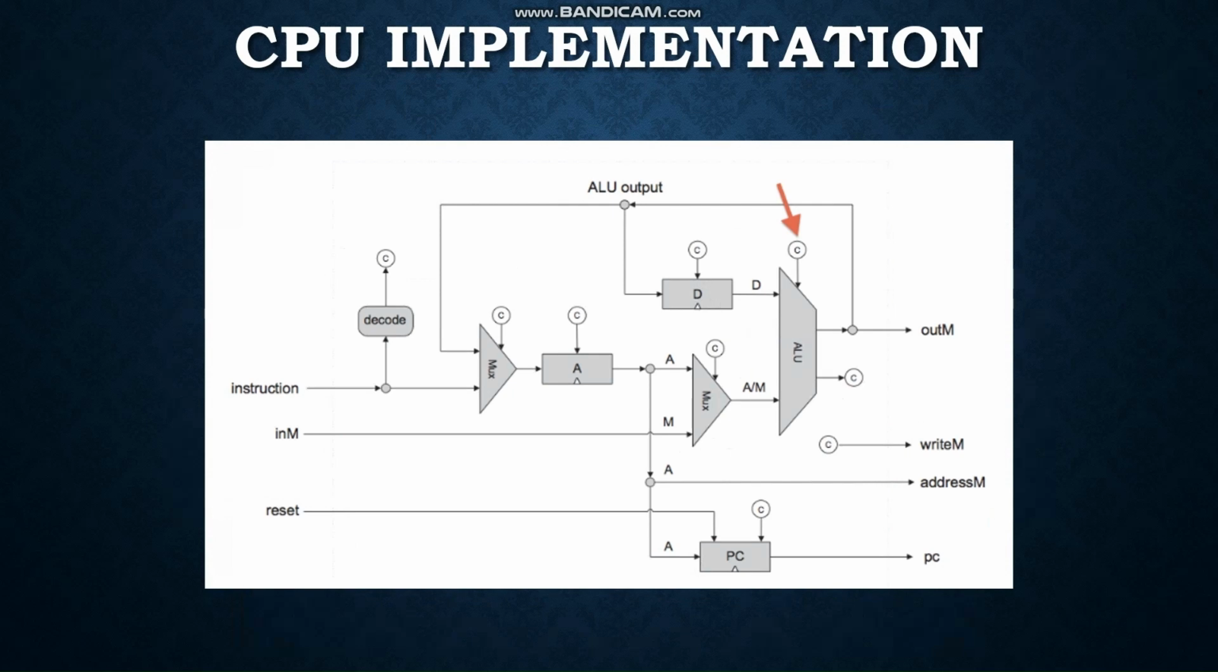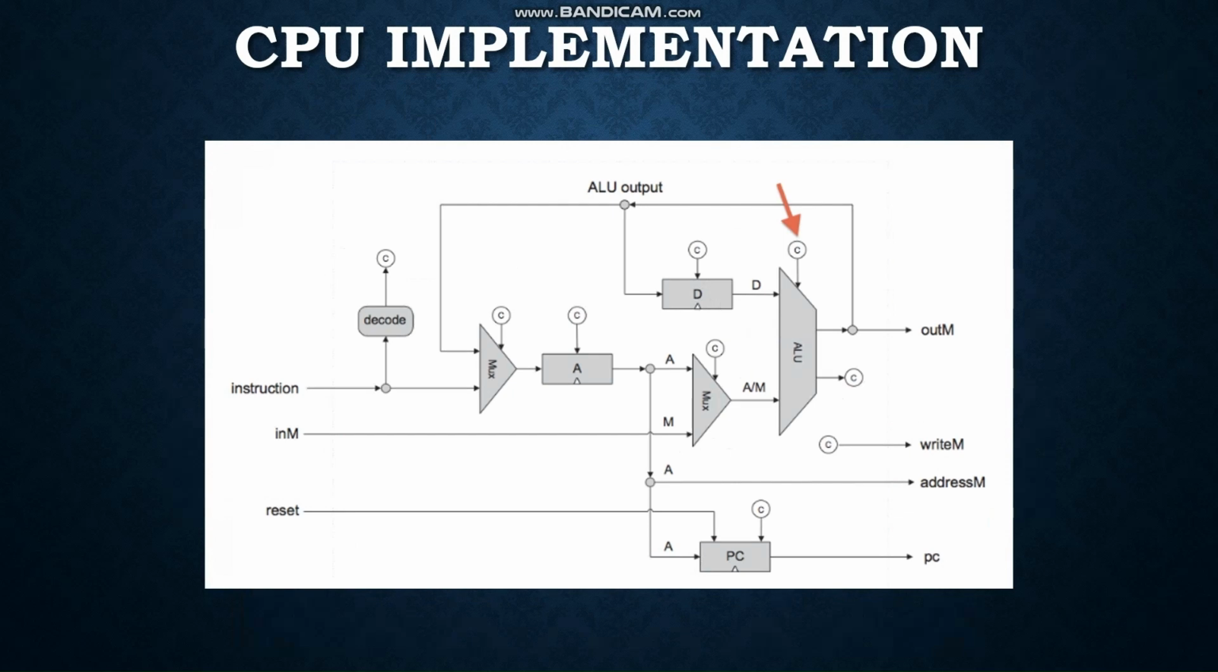The arithmetic logical unit is the central part in this architecture, with inputs from the A register, D register, and M register. There are several control bits around the ALU that determine its operation based on the decoded instruction. Outputs include ALU output, outM, which appears to be the data output, and writeM for writing data into memory, addressM for memory addressing, and PC for the program counter updates.